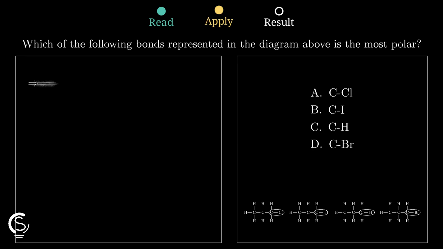Chlorine has a value of 3.0, making it more electronegative than iodine, bromine, or carbon. This creates a much larger difference compared to the other bonds shown here.